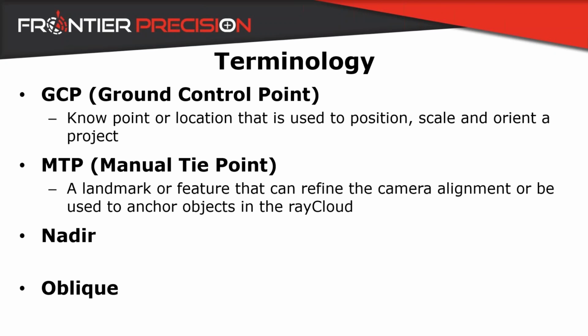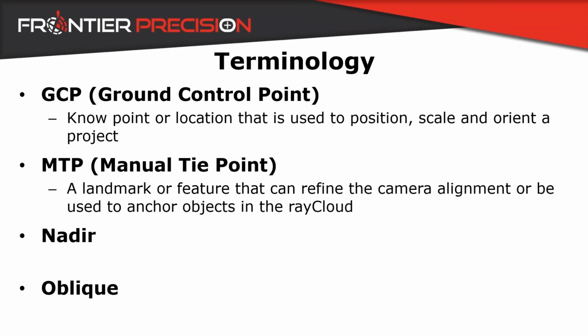So this would be some sort of landmark or feature that we use to refine our camera alignments or to kind of anchor objects in our ray cloud. So this is going to be a necessary practice for maybe some more difficult sites that have a homogeneous type texture and they don't produce enough automatic tie points. We might have to go through and manually tie things together.